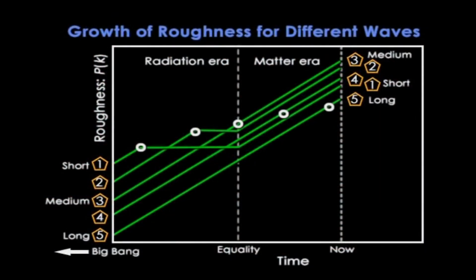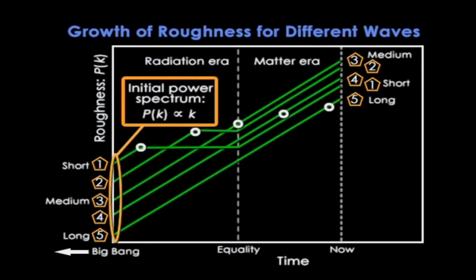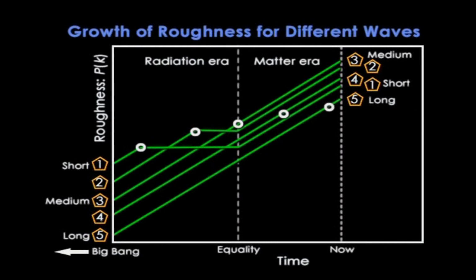Okay, now let's consider the growth of roughness for these 5 waves. In this graph, the y-axis is now roughness, measured by P of k, the strength of those 5 waves, and time is still along the bottom axis. At early times, on the left, the strength of the 5 waves is given by the initial power spectrum, P of k proportional to k, the frequency. So the roughness increases from weak, long waves, that's number 5, to strong, short waves, that's number 1.